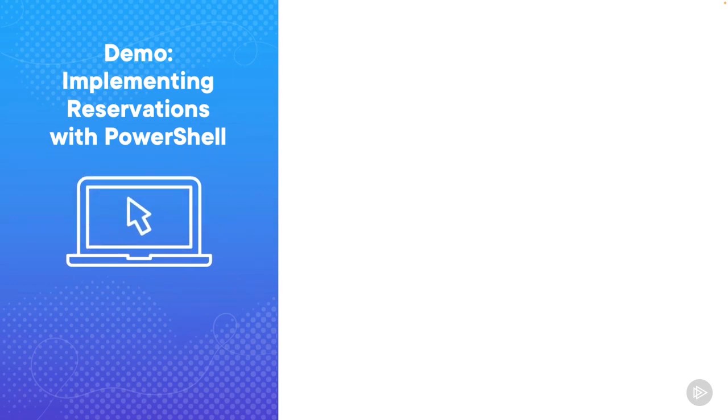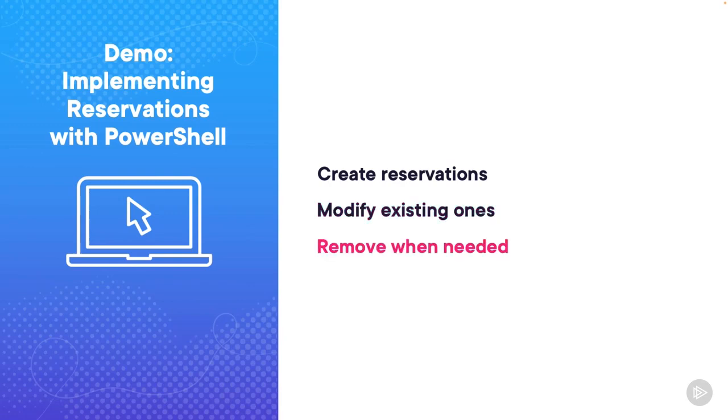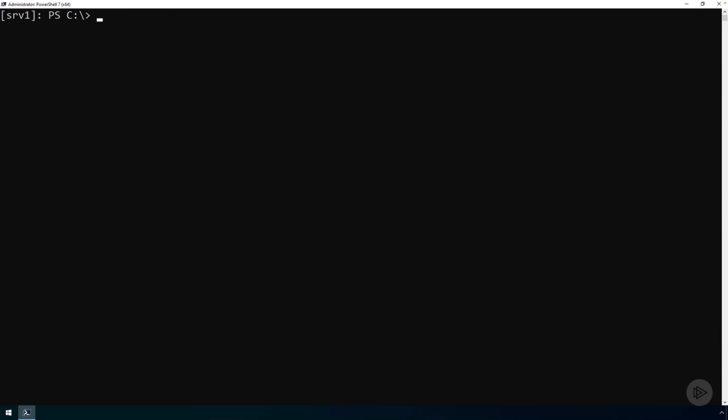Ready to dive deeper? In this demo, we'll tackle reservations. You'll learn how to use PowerShell to create new reservations so specific clients always get the same IP address, but that's not all. We'll also modify existing reservations and, if needed, remove them. So let's get started implementing some DHCP reservations.